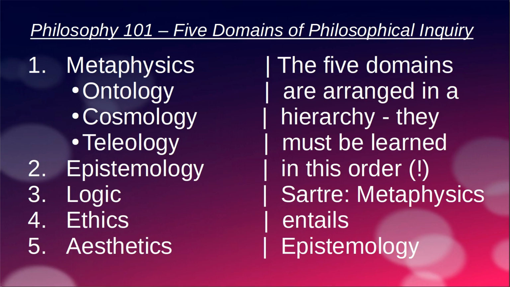So the 5 domains of philosophical inquiry are: 1, metaphysics, which is subdivided into ontology, cosmology, and teleology. Then the second is epistemology, the third is logic, the fourth is ethics, and the fifth is aesthetics. Now the 5 domains are arranged in a hierarchy. Taxonomies are always hierarchical. These must be learned in this order. Metaphysics first, ontology first, cosmology second, teleology third. Then you can move on to epistemology, then to logic, then to ethics, then to aesthetics.